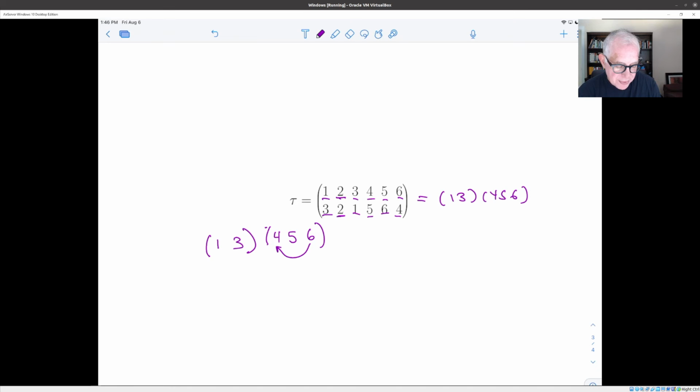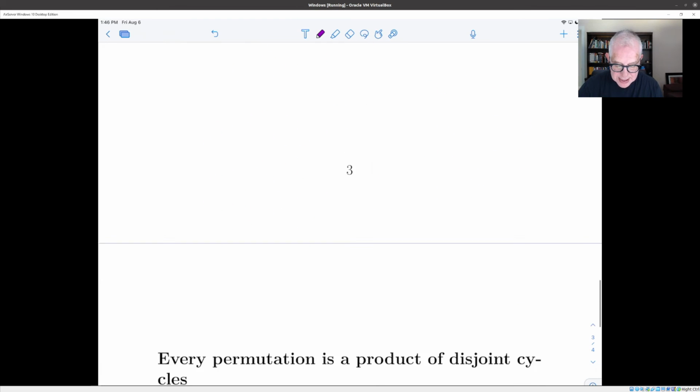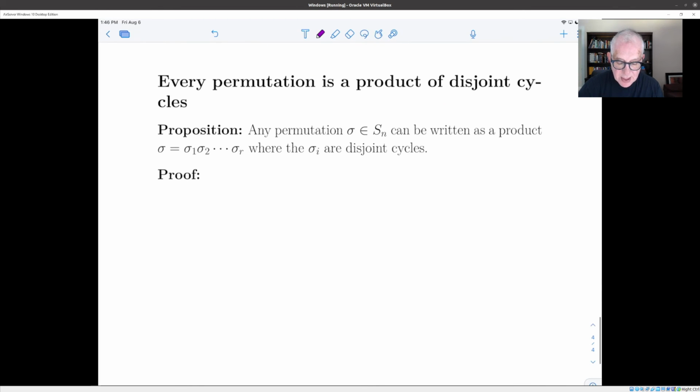So whether we got (1, 3)(4, 5, 6), or whether we had, for example, started with 4, gotten the (4, 5, 6), and then the (1, 3), that doesn't matter. And this algorithm can be generalized to write any permutation as a product of disjoint cycles. So that's a proposition: any permutation can be written as a product of a certain number of disjoint cycles.